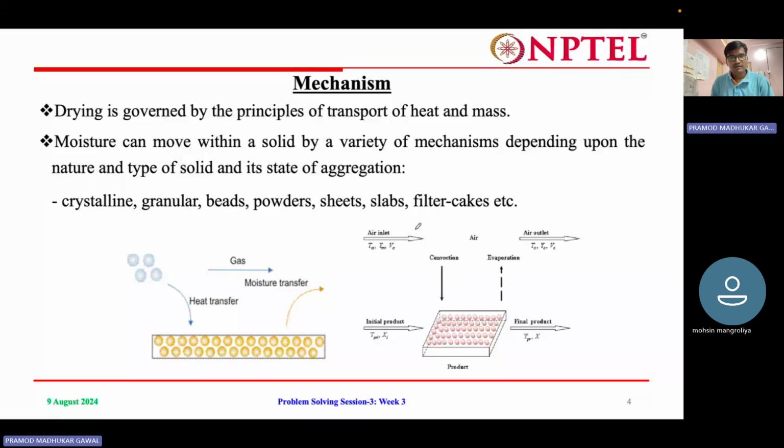The principle is heat and mass transfer. Here is convection heat transfer, and here is mass transfer. Here the air inlet is at high temperature and the solid is at a low temperature. So heat transfers from the air to the solid product, and moisture is removed from the solid with the help of heating. That is mass transfer. Both heat and mass transfer occur in the drying process.